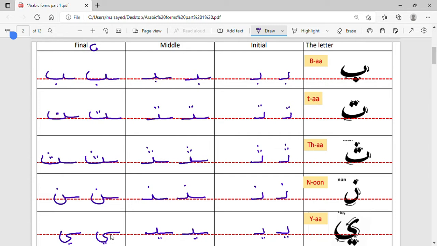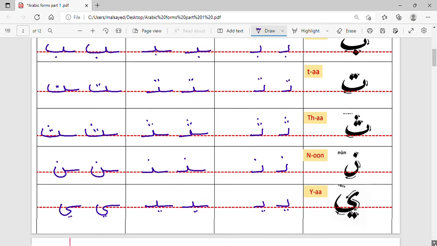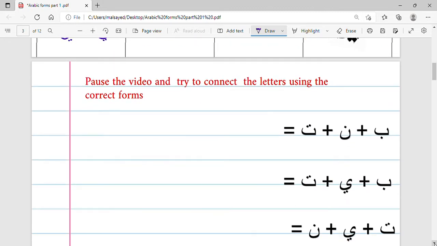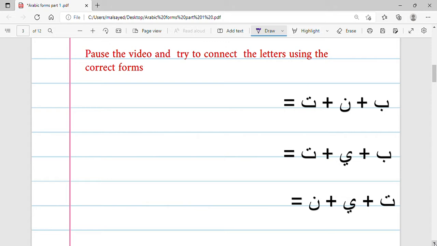Okay, let's do some practice. You can always pause the video and try to connect the letters on your own using the correct forms, and come back, play the video, and check the answers. So here in the first example, we have ba, noon, ya. Ba came as the first letter, so we choose the initial form of the ba. Noon came in the middle, so we choose the middle form of the noon. The ya came at the end, so we choose the final form connected, because the noon connects on both sides.